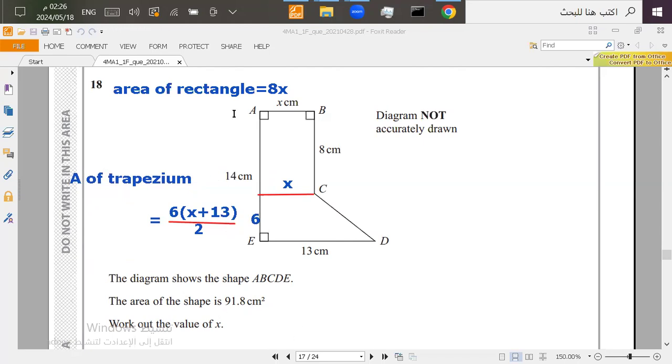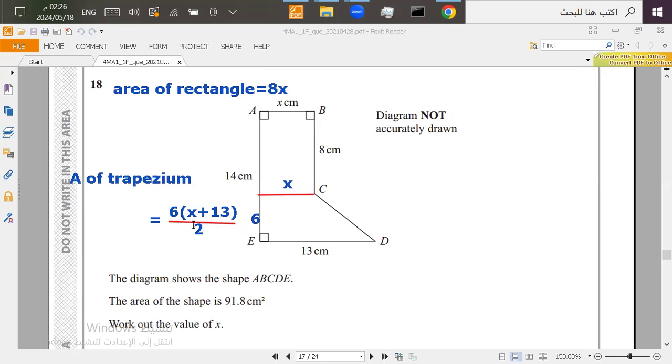Now, let's put them as an equation. So we know how this came. 8 times x is the area of the rectangle. And this is a trapezium, which is x plus 13, multiplied by the height divided by 2. This is the area of the trapezium. When you add them together, you'll get the 91.8.